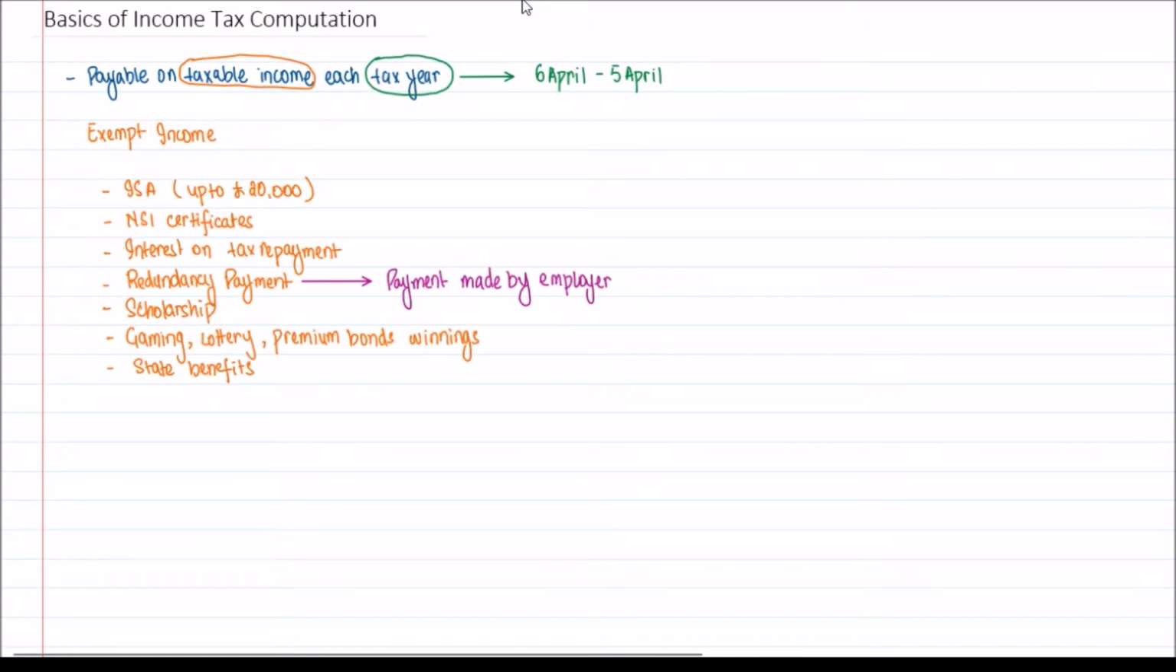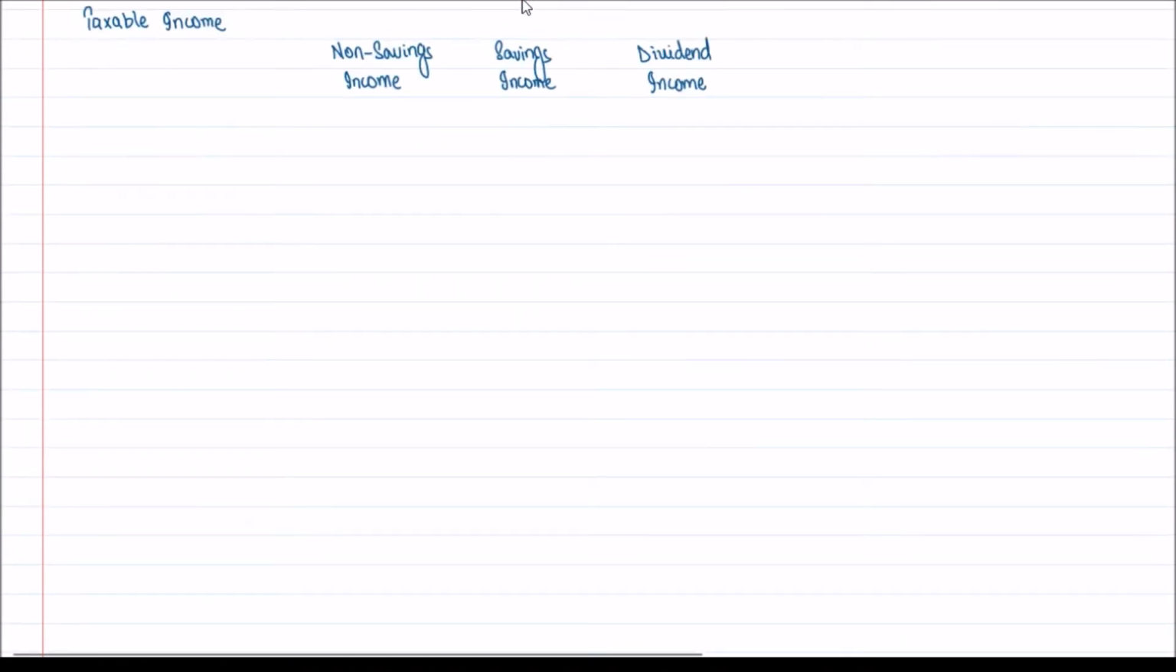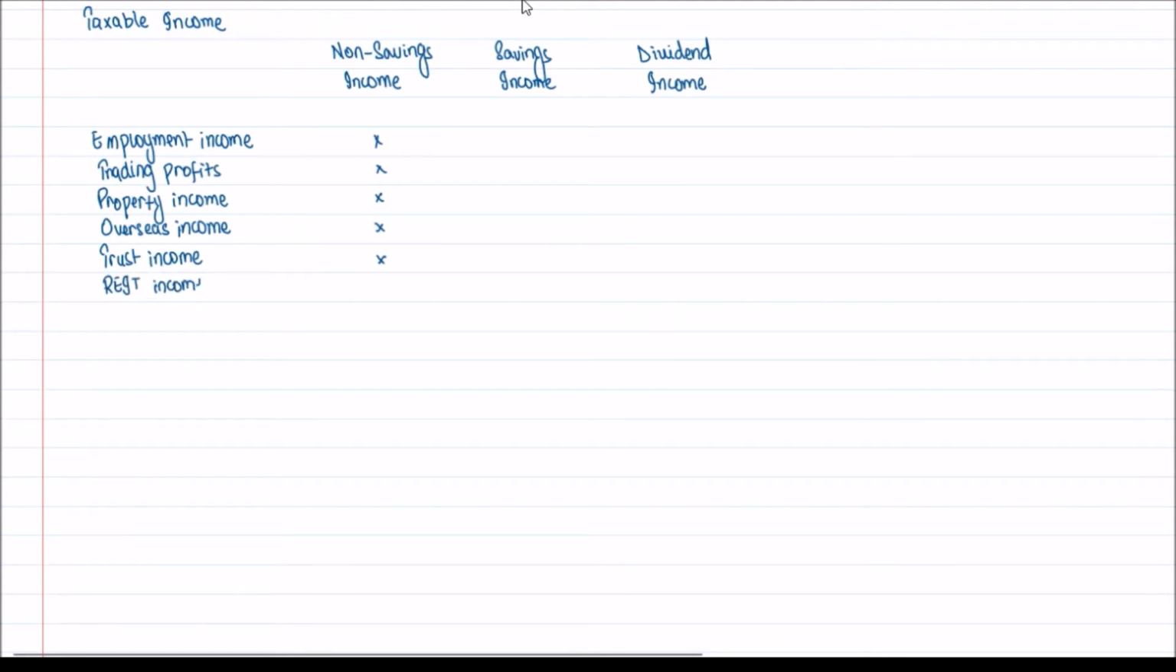Now let's jump into taxable income. To reach a taxable amount, we have to make a pro forma of the income tax return. There are 3 heads of income: non-savings, savings and dividend income. So we have to write all incomes under these 3 heads. Employment income is non-savings income. Trading profits are also non-savings income. Then property income, overseas income, trust income, REIT income. These are all non-savings income. By the way, all these incomes will be covered in detail in our future videos.